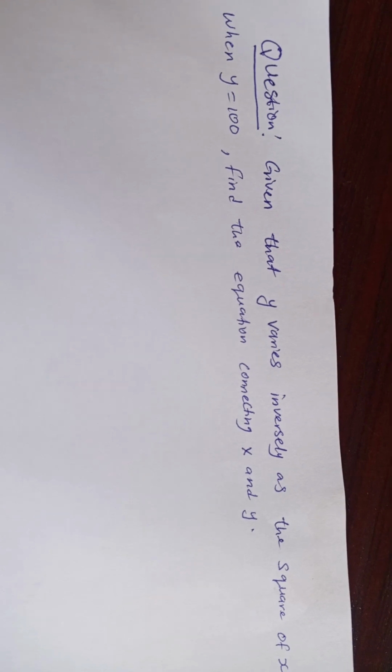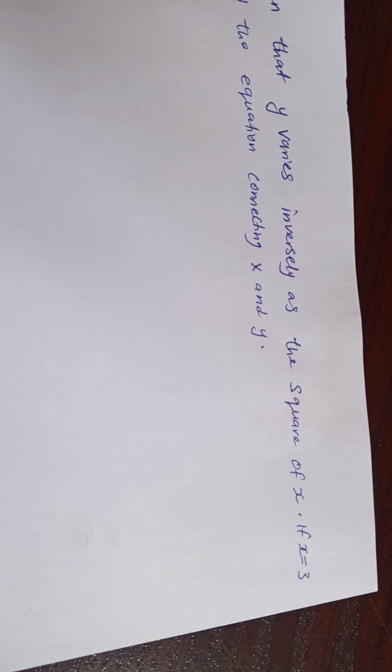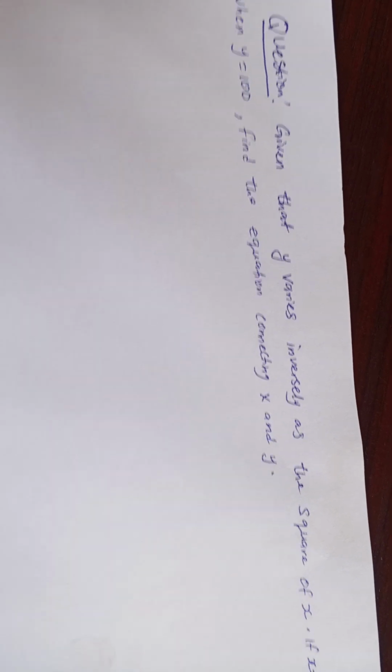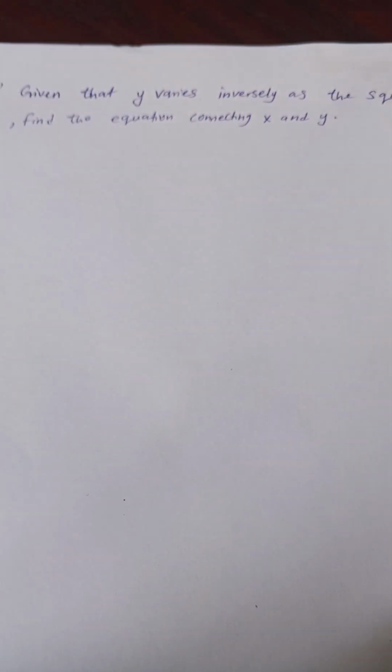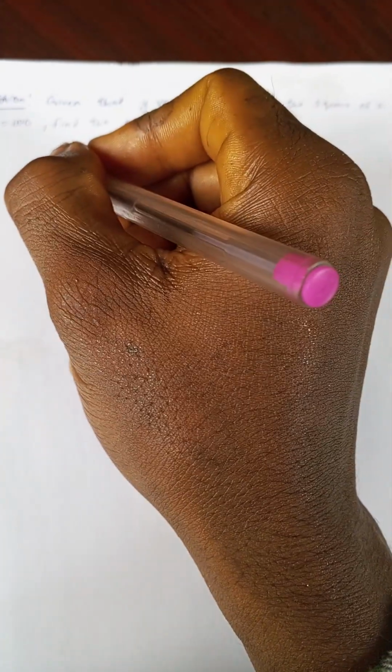Let me take the question closer. The question says, given that y varies inversely as the square root of x, if x equals 3 and y equals 100, find the equation connecting x and y. When you see questions like this, it is based on variation. Here we are talking about variation, and the first thing you have to do for our solution.